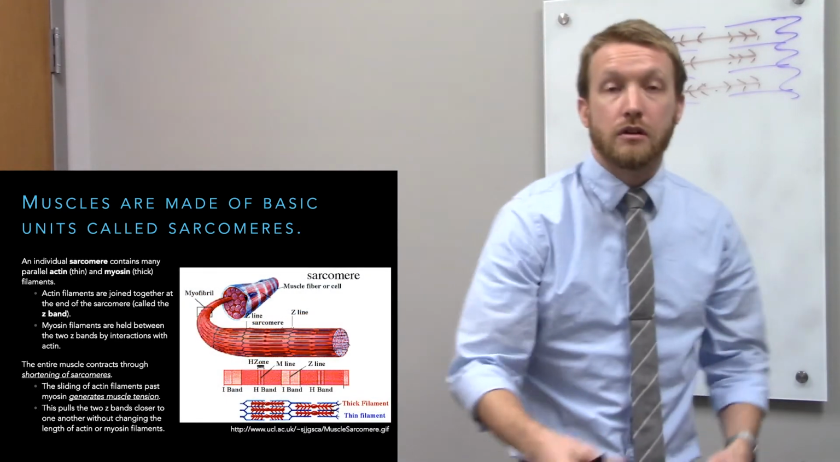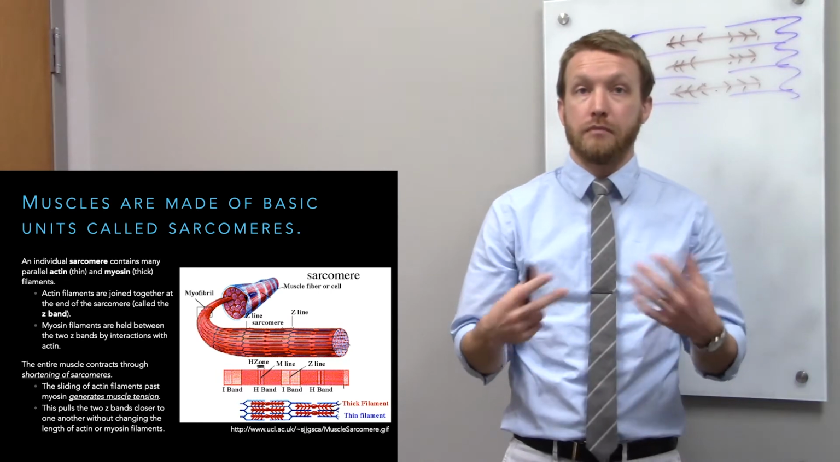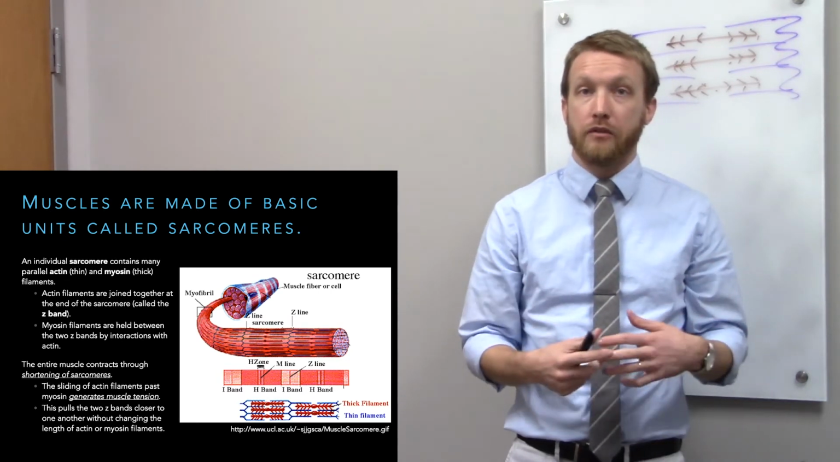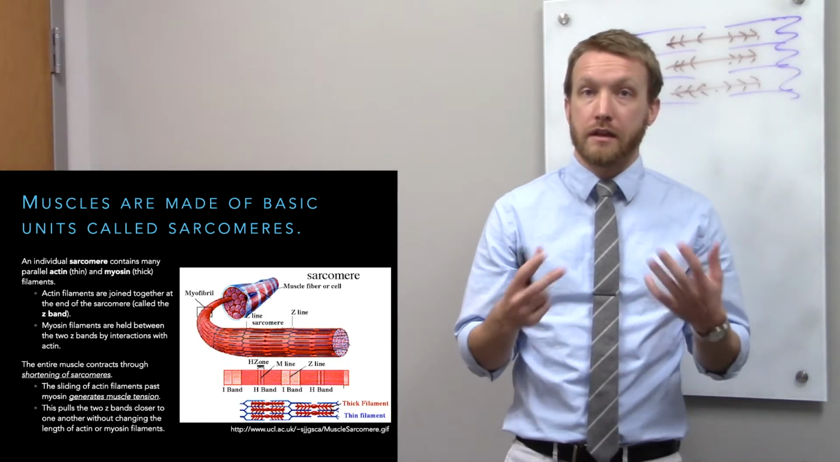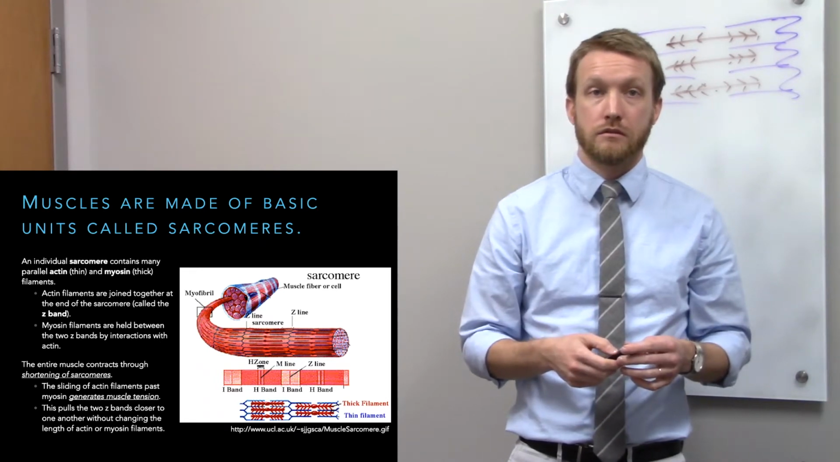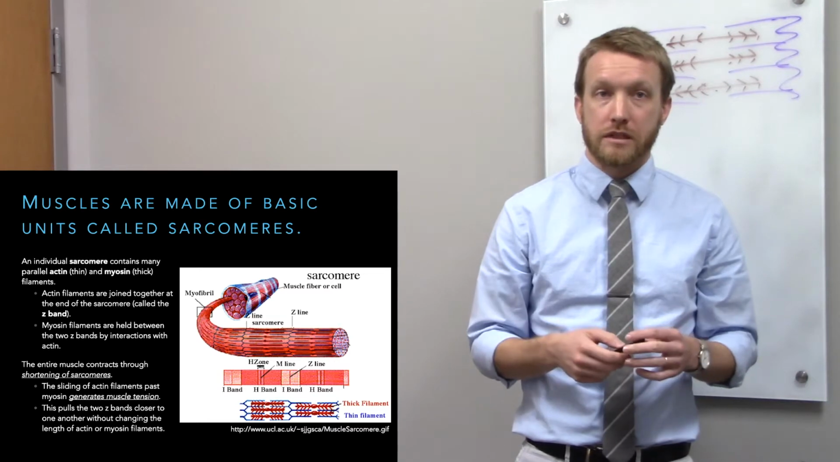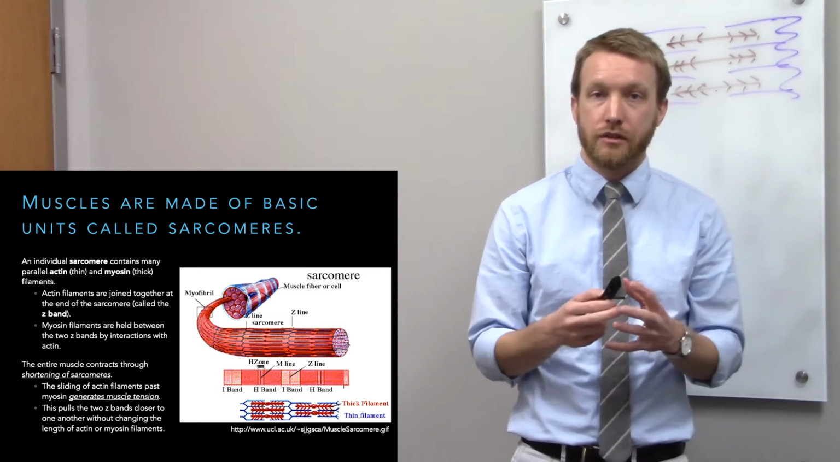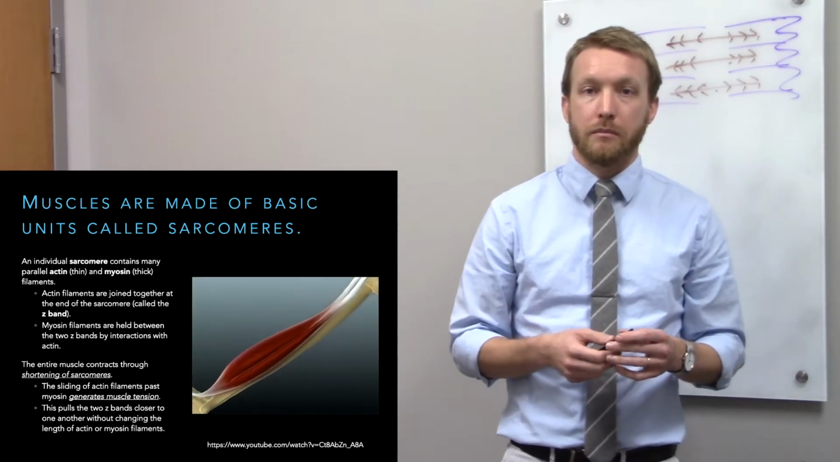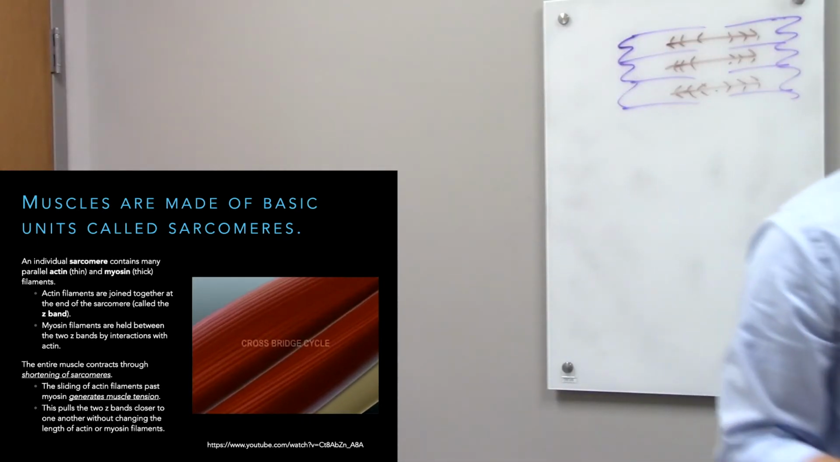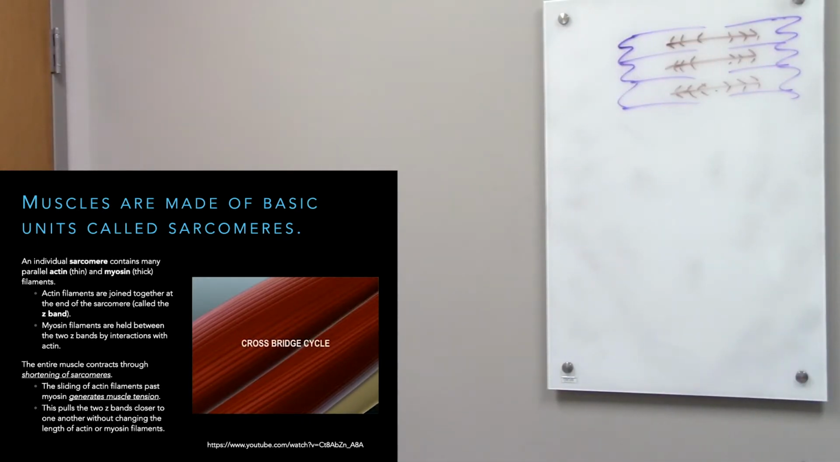These sarcomeres are going to then create our myofibrils, and the myofibrils will come together to make a muscle fiber. But the sarcomeres are the basic functional units of muscles. So they're going to actually generate tension through the activity of a series of molecular events known as the cross-bridge cycle.